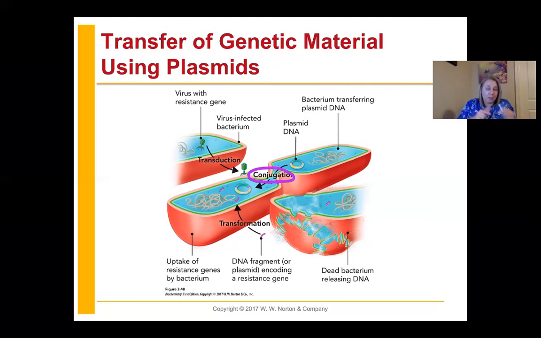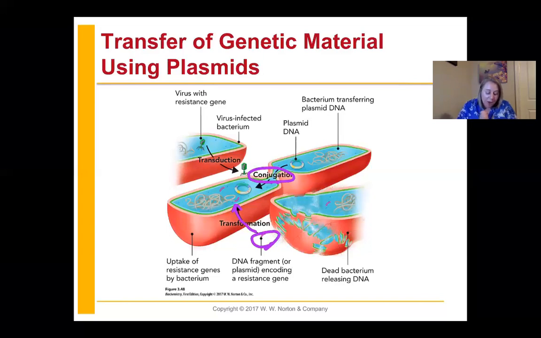You can have transformation, where you have either a DNA fragment or a plasmid that actually is kind of floating just out in the ether, right? And the bacterial cell can take it up and put it in. And even if it's a plasmid, it can just maintain the plasmid. But if it's a fragment of DNA, it can actually incorporate it into a plasmid and maintain it that way.